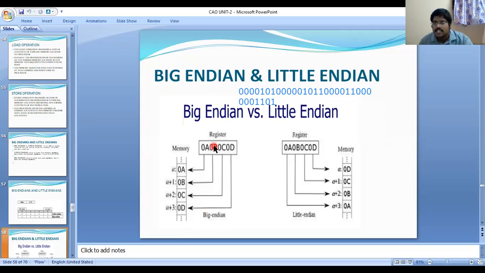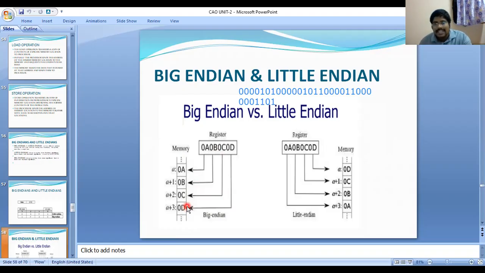This phenomenon is referred to as big endian. That means the value present on the most significant side, the topmost left side, is going to be stored in the first memory location. The next topmost value 0B is going to be stored in the next memory location. The next topmost value 0C is going to be stored in the next memory location. And the last value is going to be stored in the last memory location. I cannot say it is the last memory location in general, but as far as these things are concerned, this is the last memory location. This phenomenon is called big endian.